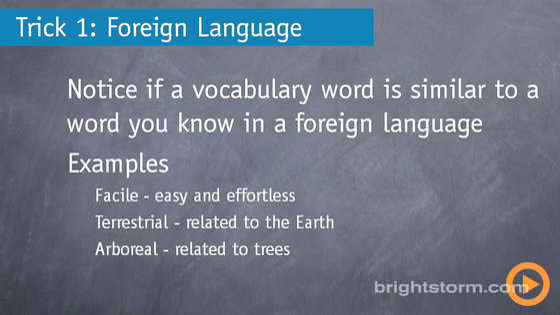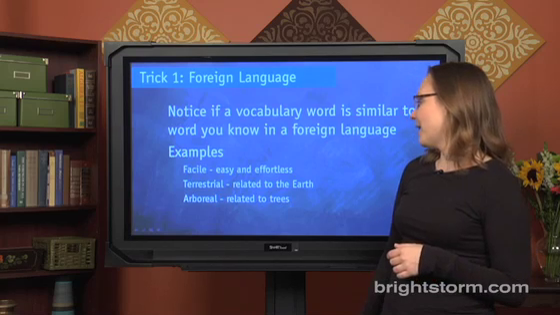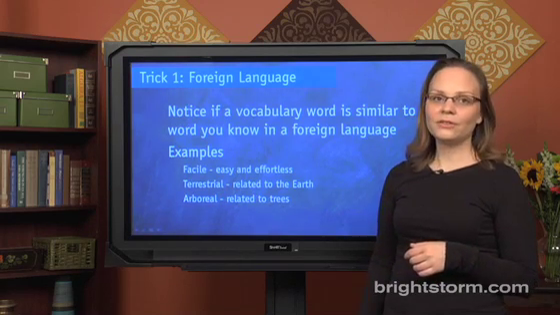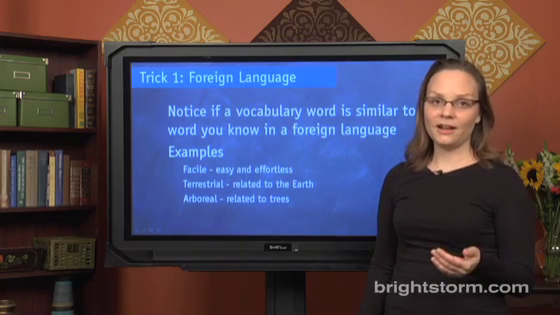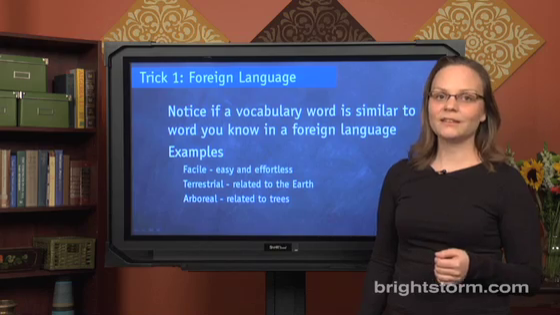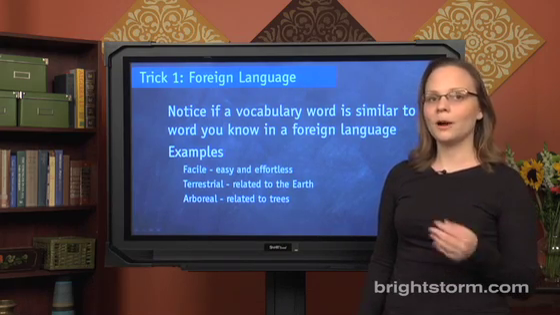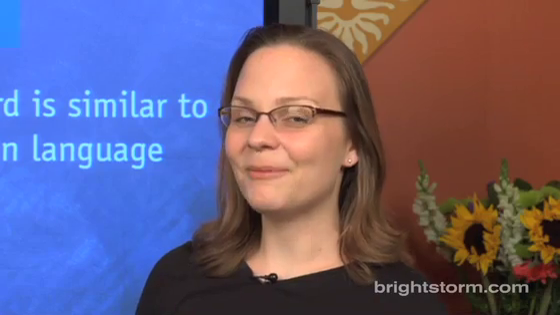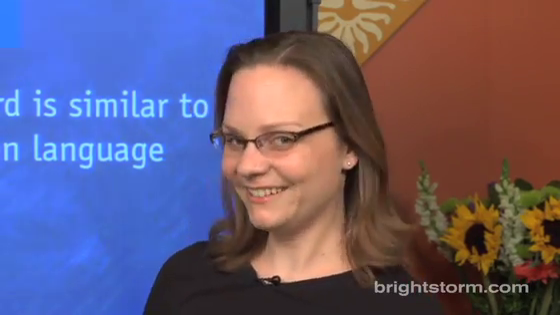Facile means easy and effortless, and you might recognize the word facile from Spanish or French class. Then we have terrestrial, related to the earth. You might recognize a word like tierra or terre. And lastly, arboreal is related to trees, like arbre in Spanish or arbre in French. If you take Japanese, that's totally awesome, but I'm sorry, I'm not going to be much use to you here.